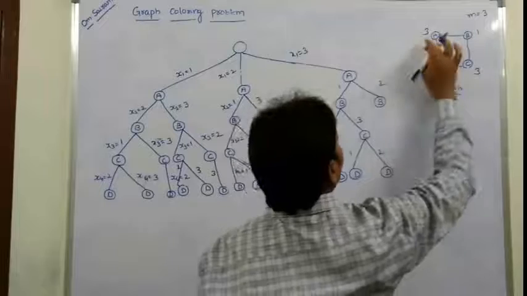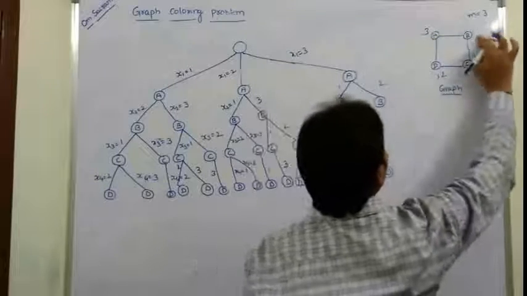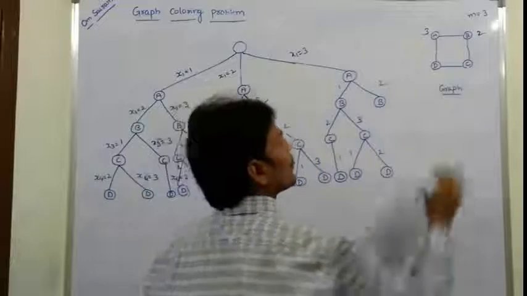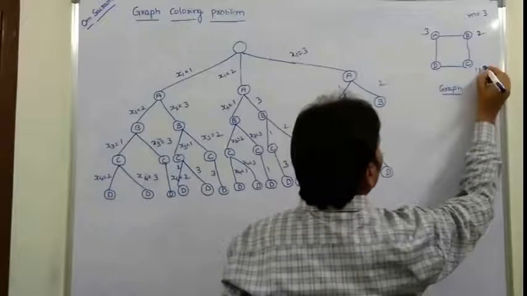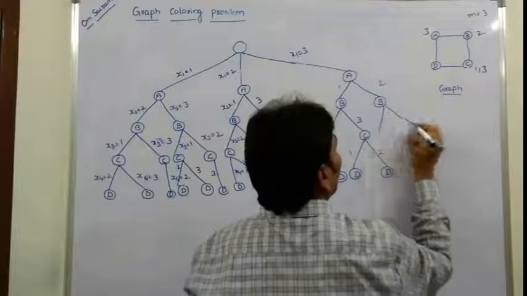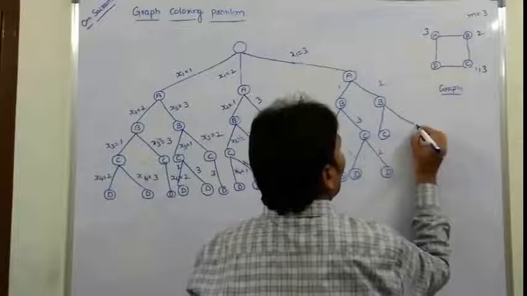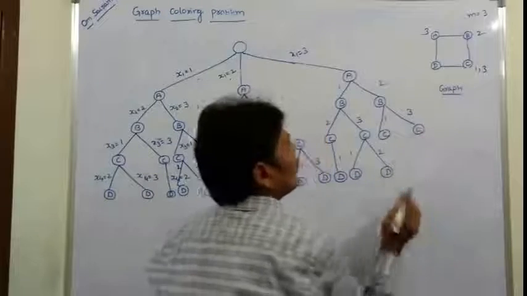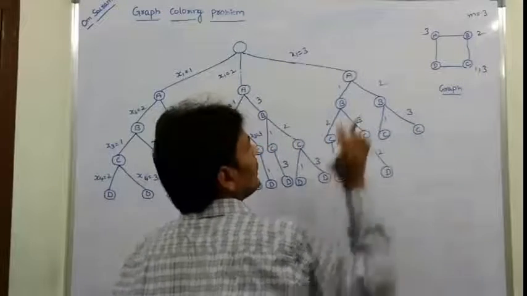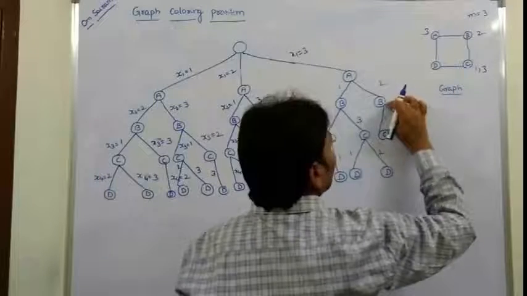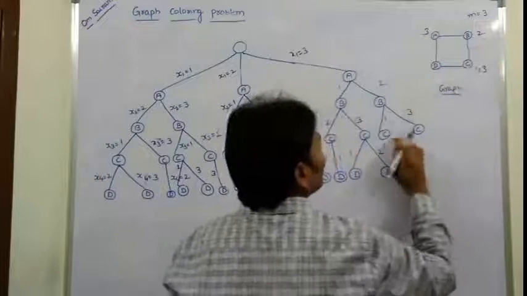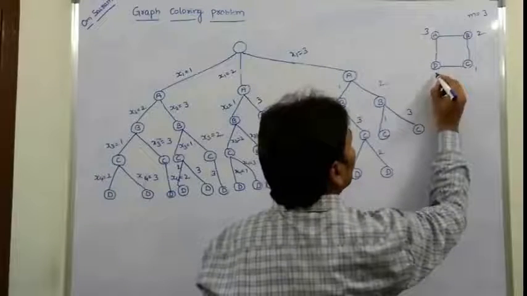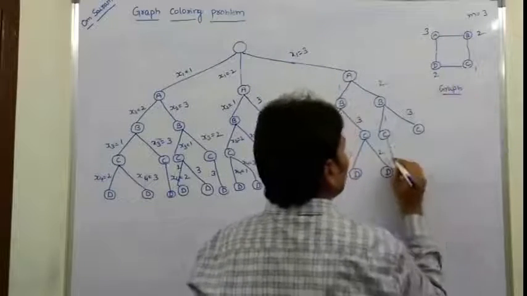Next, vertex A is filled with third color, vertex B is filled with the second color. What are the possible colors used for vertex C? Either 1 or 3. Next, we can take the left hand side path. Vertex A is filled with third color, vertex B is filled with second color, vertex C is filled with first color. What is the possible color we are using for D? Only 2.